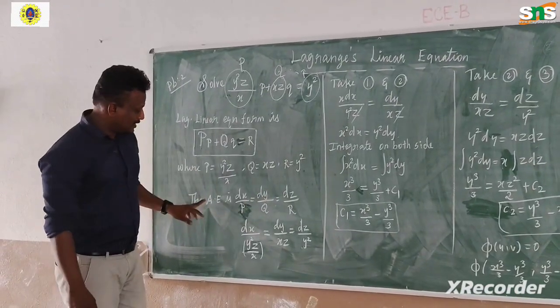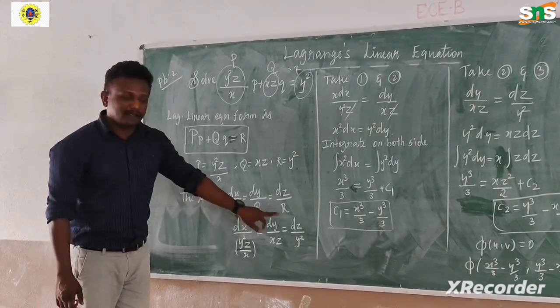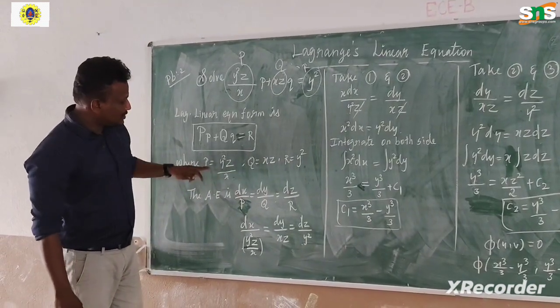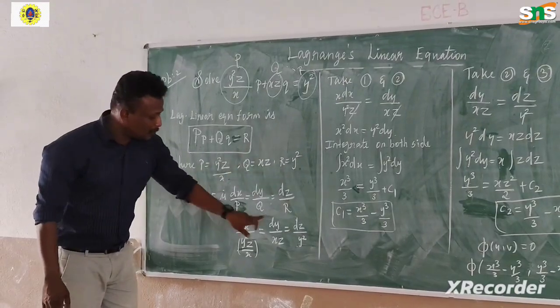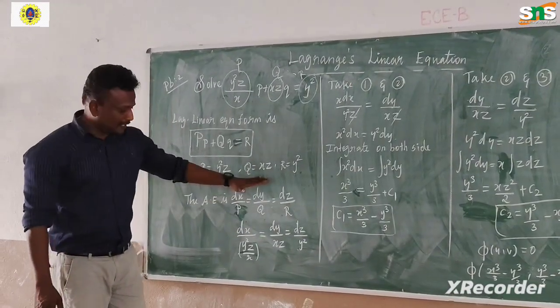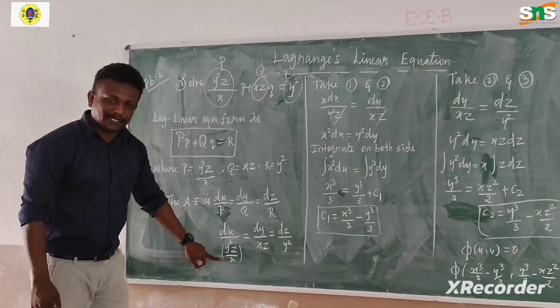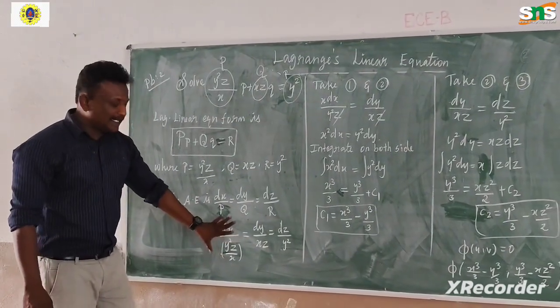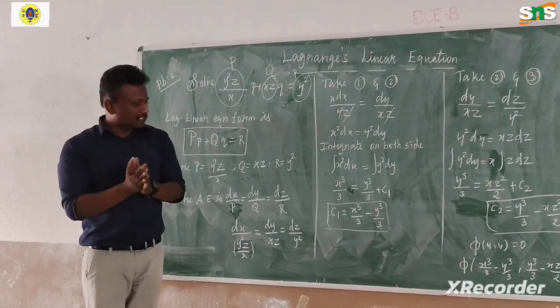After writing this auxiliary equation, you have to replace this P, Q, R by its actual value. So this is P, this is Q and this is R. I'm going to replace this P, Q, R by these actual values. After replacing, this equation becomes this one. From this auxiliary equation, we are going to find out the general solution.